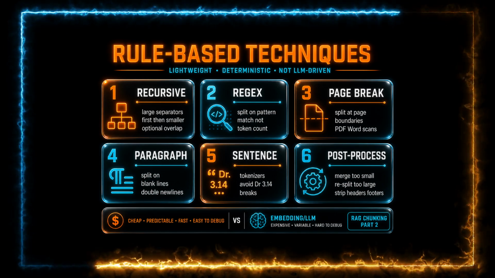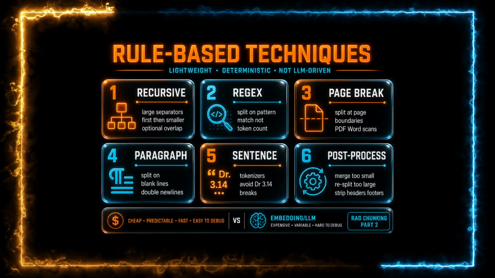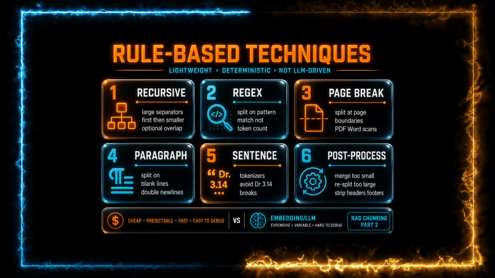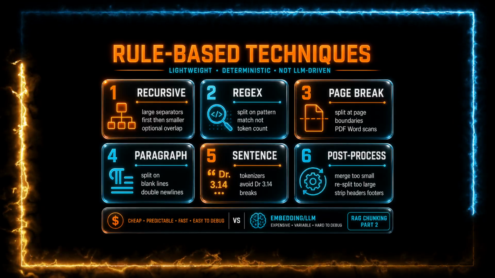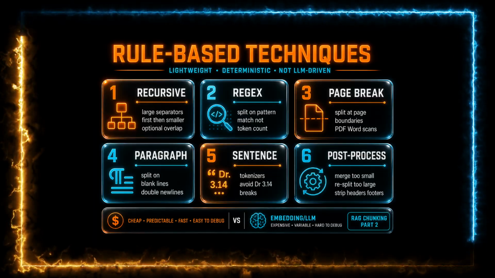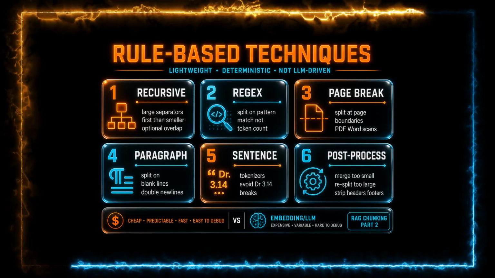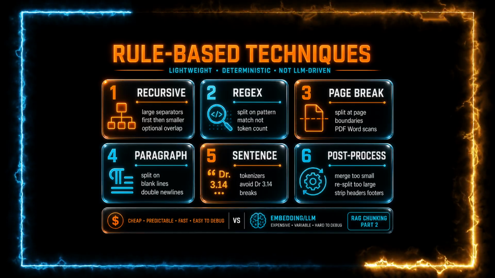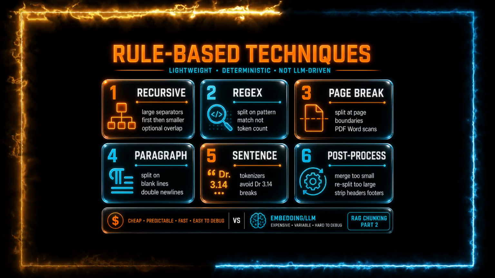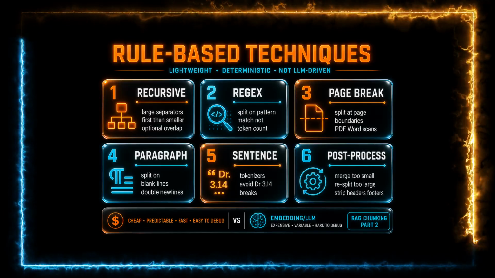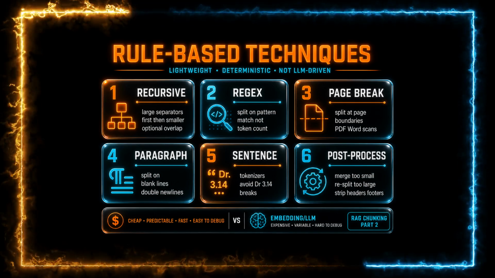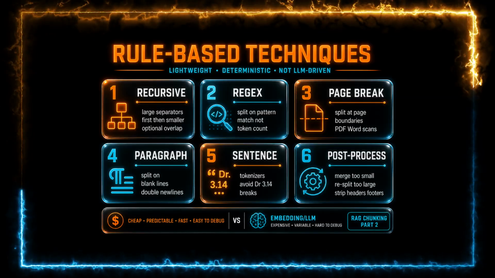Regex-based chunking creates boundaries whenever a specified pattern is matched, rather than relying solely on token counts. Page break chunking preserves the original document structure by splitting content at page boundaries, which is common for PDFs, scanned documents, and Word exports. Sentence and paragraph chunking use natural language boundaries instead of fixed-size windows. Paragraph chunking typically splits on blank lines or double new lines, while sentence chunking uses sentence tokenizers to avoid incorrect splits around abbreviations, numbers, or punctuation.